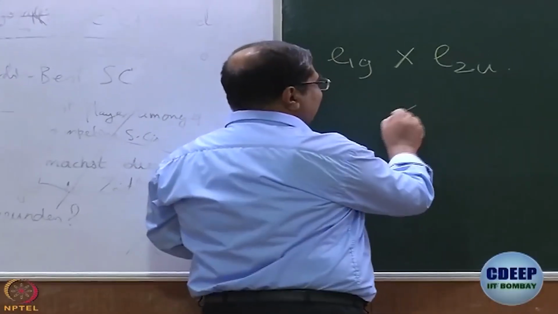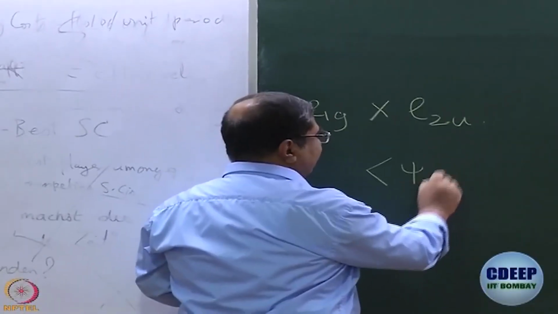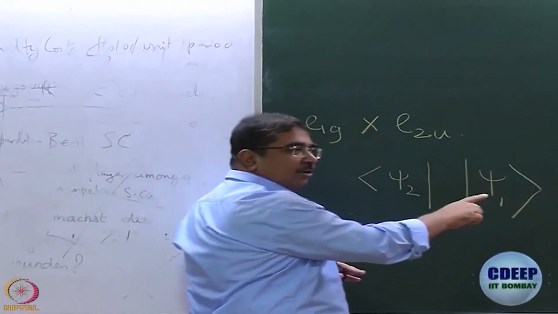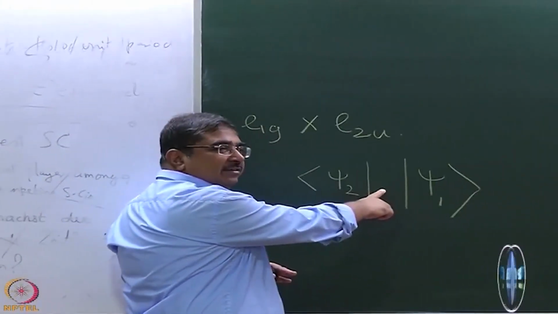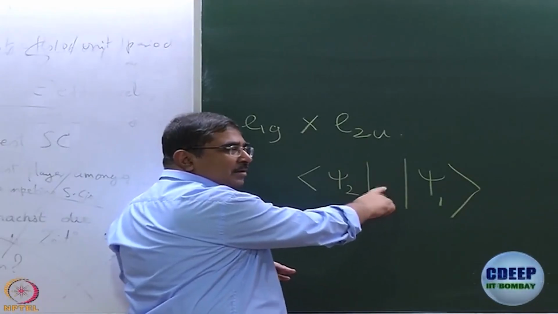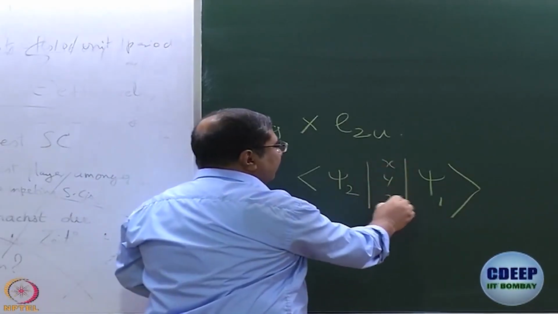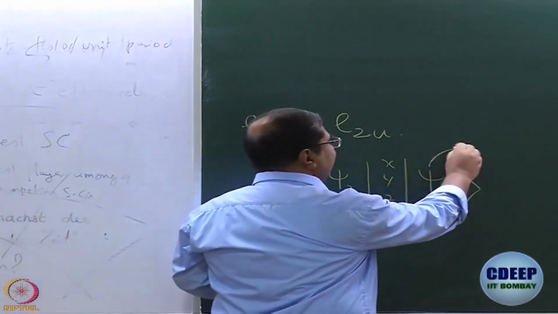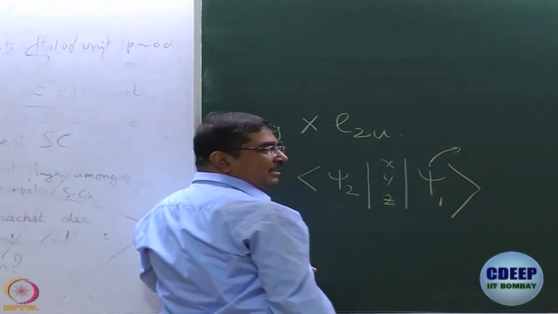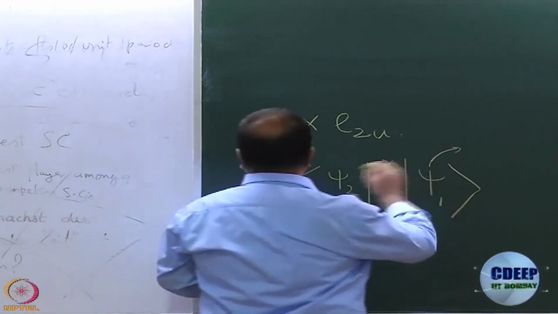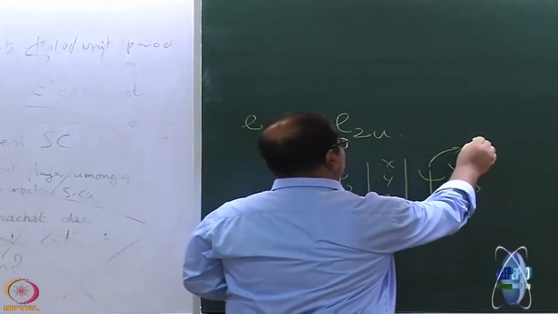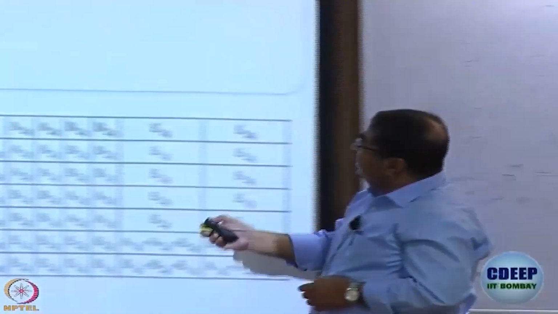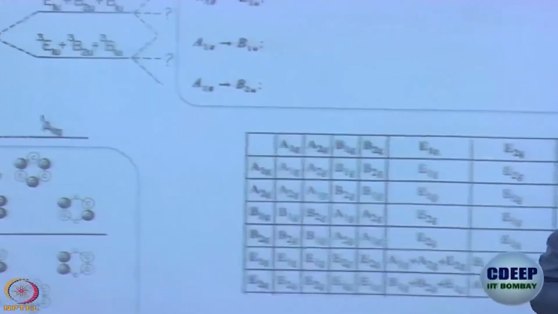What is the transition moment integral? It is something like this: psi 2, mu, psi 1, integrated over all space, and in the middle you have mu, which as you know has x, y and z components. What is the symmetry of psi 1? Not just G, it is A1G. Psi 2 is E1U or B1U or B2U, whatever it is.